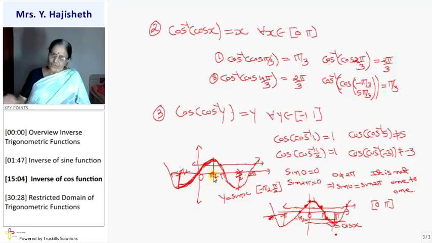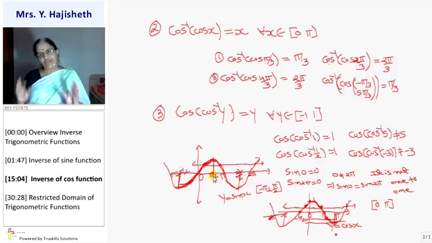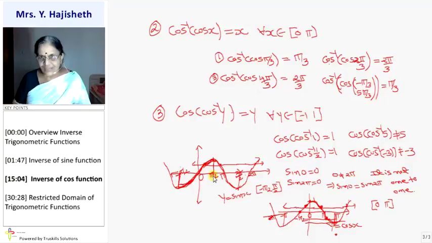Whether you go to the US or Europe, the restricted domain of sin you will find in every book is the closed interval minus pi by 2, pi by 2. And the restricted domain of cos you will find is the closed interval 0 to pi. No one has a right to change this. Uniform policy. Clear? So are you clear about cos and sin both algebraically and geometrically?